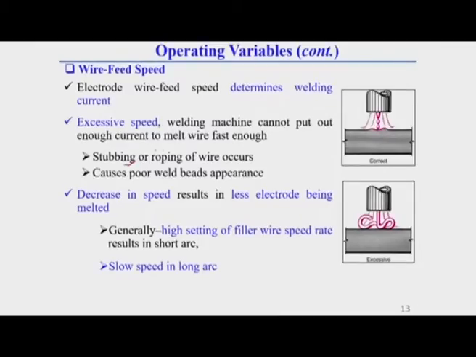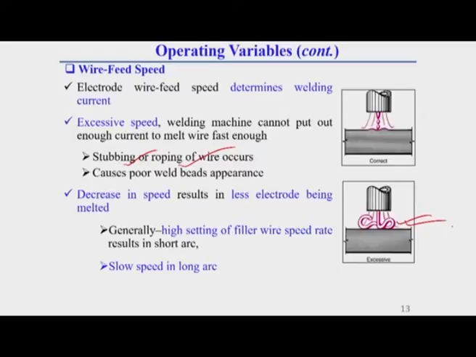If the welding current is not sufficient, the melt rate of the electrode will be less. So there is a chance of stabbing or roping of the wire occurring. These types of stabbing or roping can occur in this welding process because if the wire feed rate is comparatively very high, which is not desirable, the power source cannot supply that much current, and this phenomenon can occur.